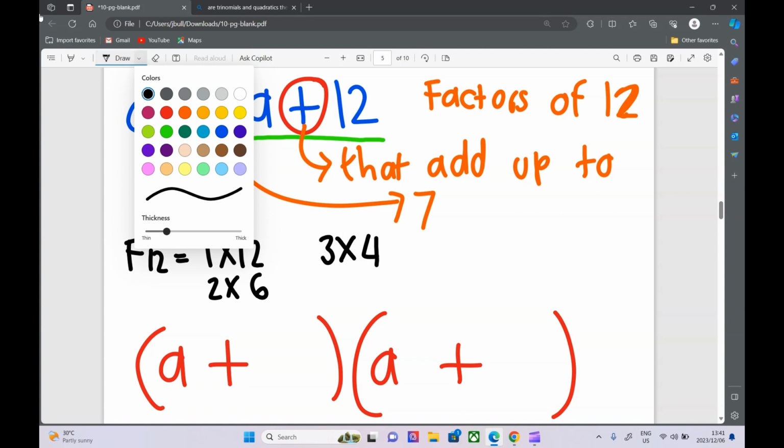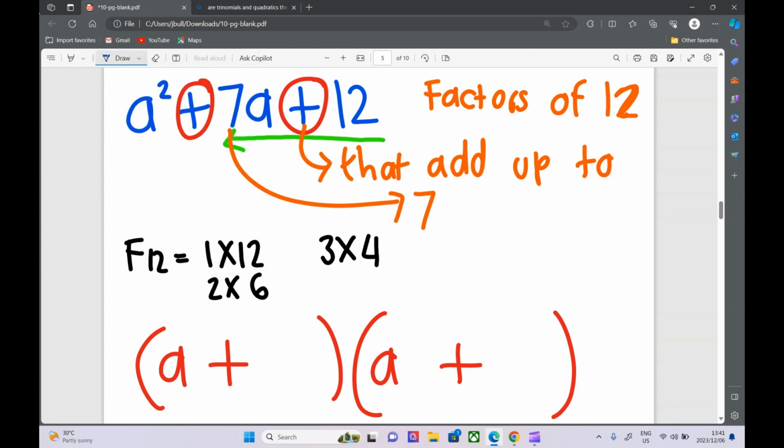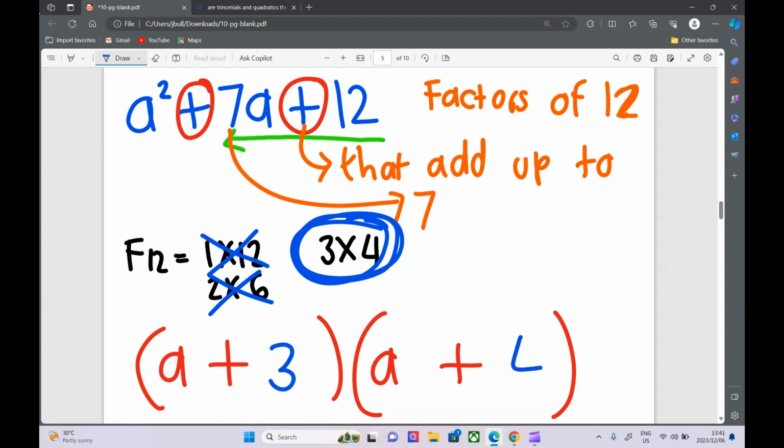Now let's test if I add them up. So first of all, 1 and 12 would make 13. That's not it. 2 and 6 would make 8. 3 and 4, that would make 7. So these are the factors that I need to use, and I'm just going to plug them into the back here. Okay, so that is my fully factorized one.